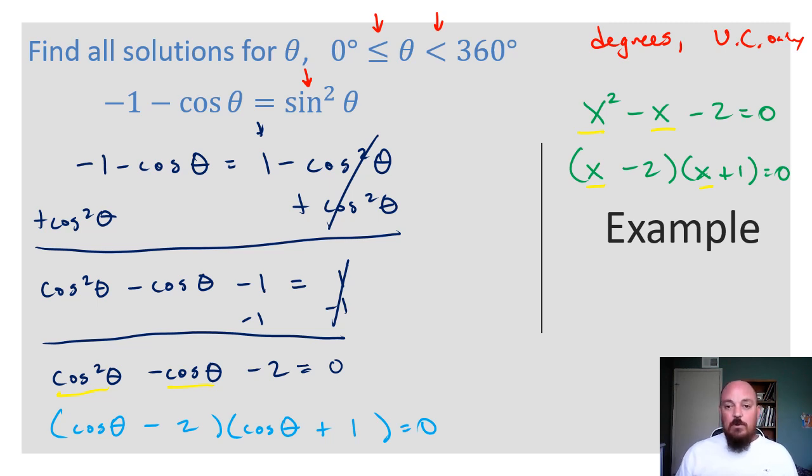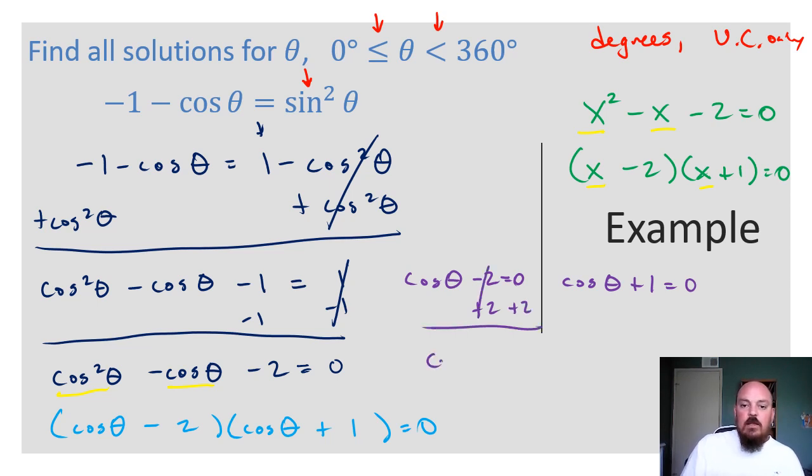And now we're at the same place we were on basically our first example today. We have the zero product property, a times b equals 0. So either the first one, cosine theta -2 equals 0, or the second one, cosine theta +1 equals 0. And now we're on part 1 again. These are simple, like 1 or 2 step isolate and solve questions. So the first one, I add 2 to both sides, and I get cosine theta equals 2.